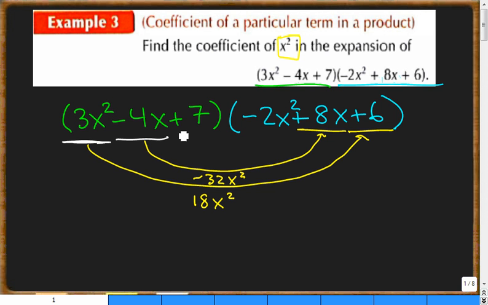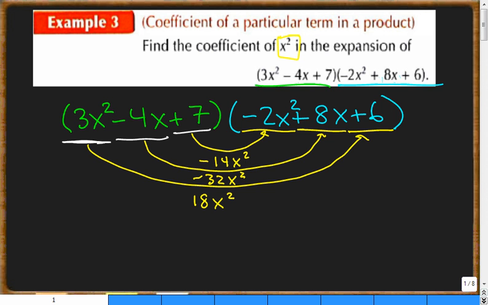And lastly, we have our positive 7. So in order to turn that into a squared term, it has to multiply by a term with x squared already. So we look over on the other side. There's only one term with an x squared, and that is negative 2x squared. So 7 times negative 2x squared makes negative 14x squared.